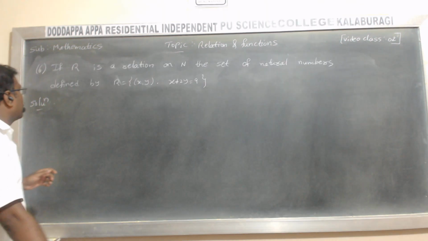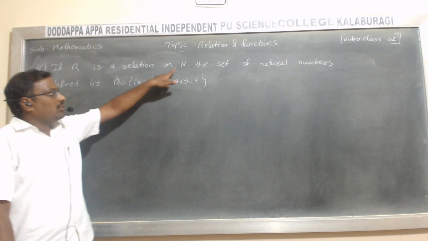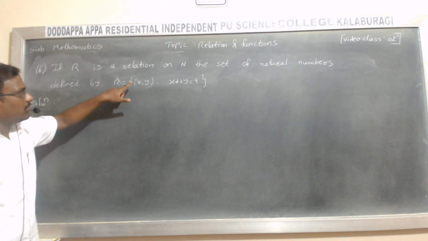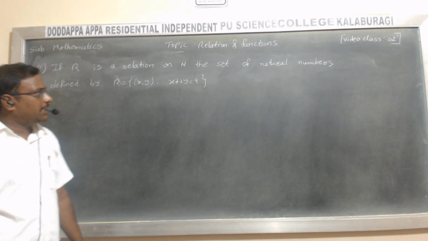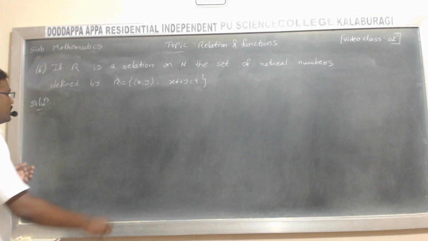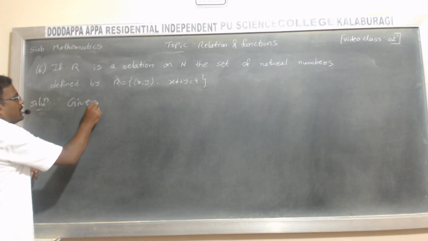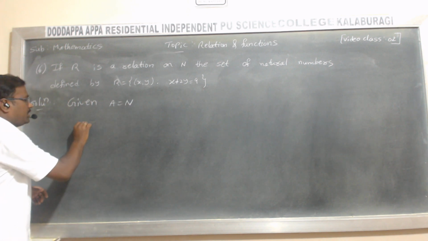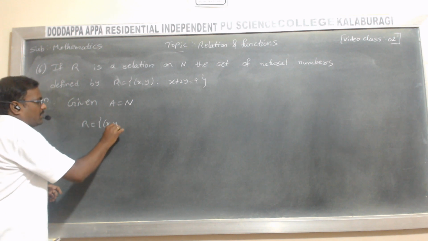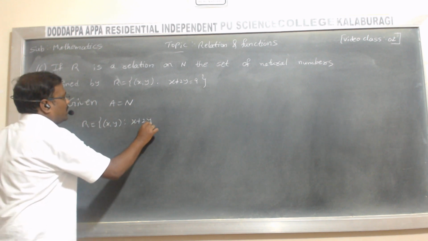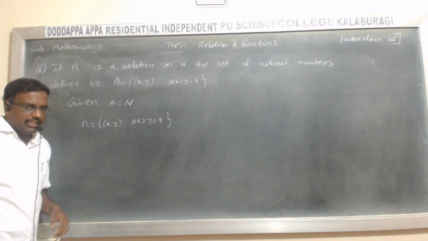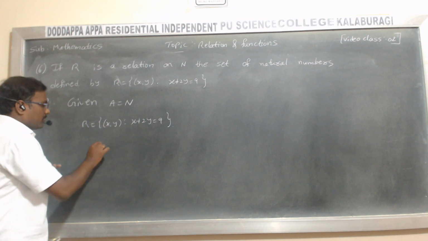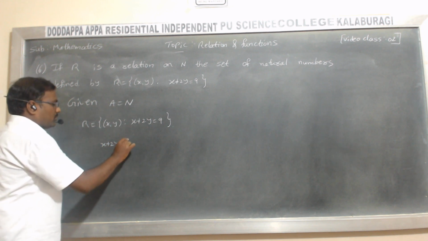Okay, next another problem. If R is a relation on N, the set of natural numbers, defined by R is equal to the set of x comma y such that x plus 2y equal to 9 is given. First of all, you write the given values. Here the A set is the natural numbers, and the relation is x comma y such that x plus 2y equal to 9. Here there is no given condition, so you just have to verify. X plus 2y is equal to 9 is given.